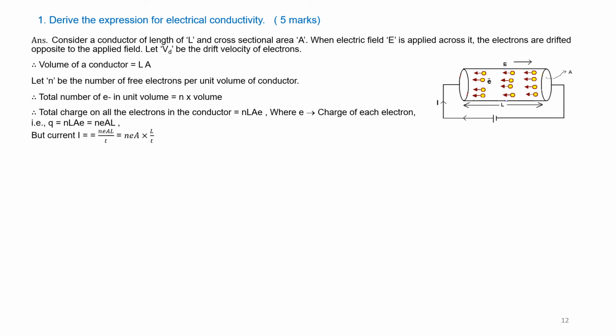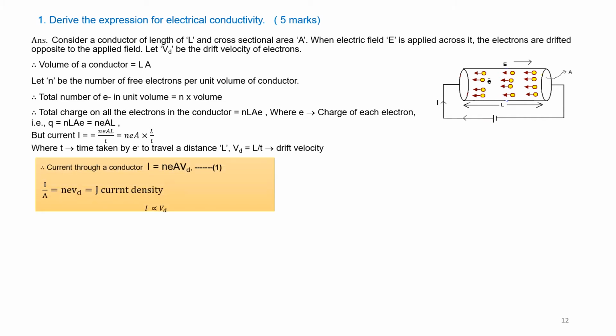But current is the charge per unit time, that is I is equal to Q by t. Therefore, in this equation, we write charge N e A L divided by t, which is equal to N e A into L by t. This L by t we write separately, where t is the time taken by the electron to travel a distance L, and Vd equals distance traveled over time. That is, L is the length divided by time t, which is the drift velocity.